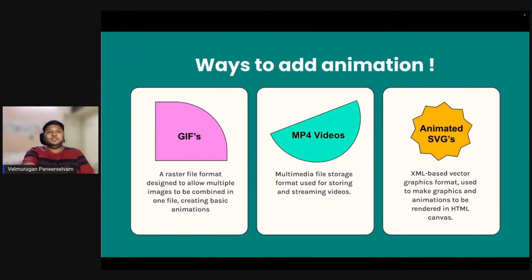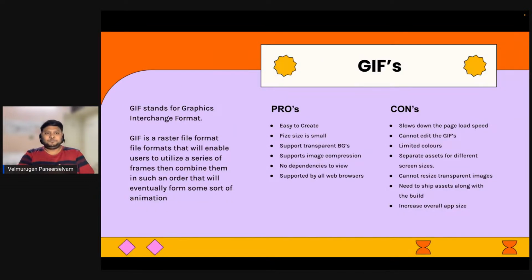When you see a GIF, it is an image. When you see a video, it is a movie file. When you see an animated SVG, it is rendered on HTML canvas. It is an XML-based graphic file format. GIF stands for Graphics Interchange Format. It is a raster file format. As I said, it allows us to combine multiple images, and when we view the sequence of combined images, it creates an illusion that something is moving or some motion is happening, which eventually we call animation.